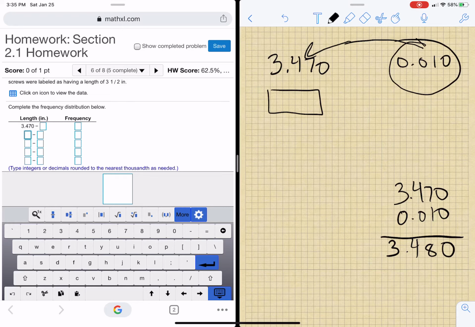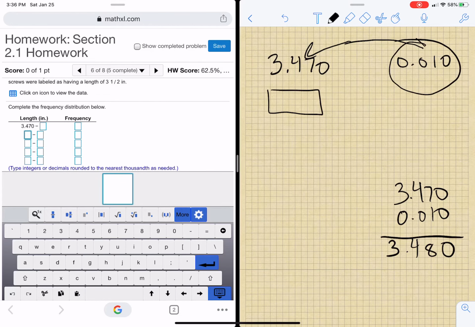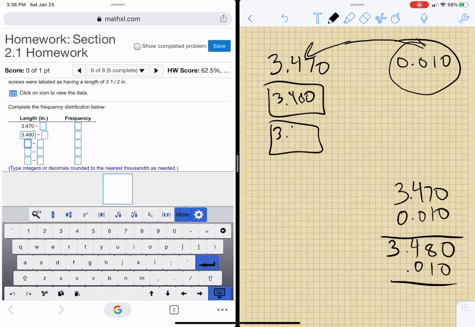So this first one is 3.470. Oh, darn it. Wish there was a way I could just type it in there, but it's not letting me. Okay, 3.480. Okay, so if we add that, so this is 3.480. So if we add another 0.010, that's the next one, you would get 3.490. So let's take care of all these first. I'm going to do all these down the line.